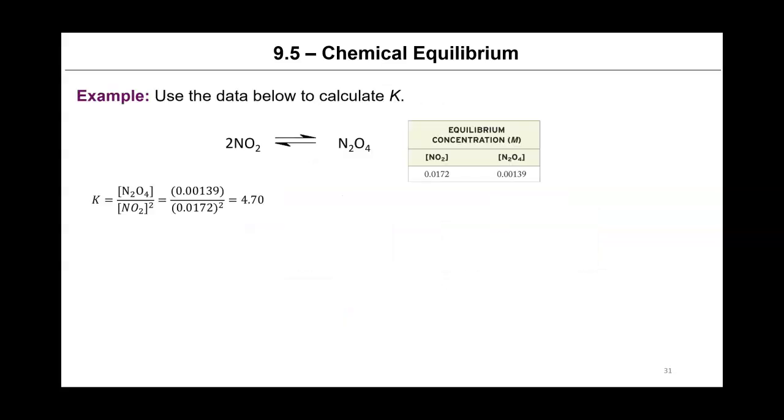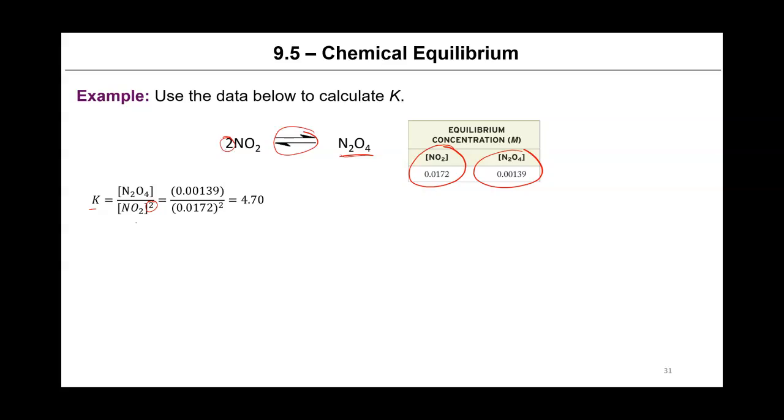Here's an example of how we calculate K. We have this reaction, 2NO2 in equilibrium with N2O4, and a table that gives the equilibrium amounts of each of the reactants and products. The first thing I'm going to do is write the algebraic expression for K. It is products over reactants, but we have to square the reactants because we have two of them in our equation.